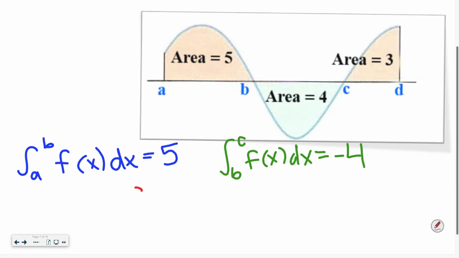All right. How about this? What would the integral from a to c of f of x dx equal? From a to c, what would that be? 1. We would add them together. 5 and negative 4, our area would be 1.